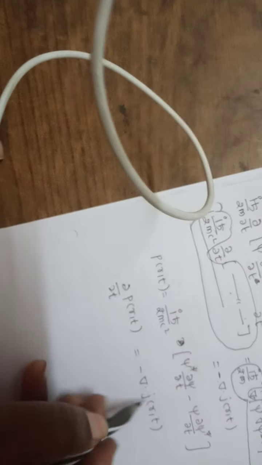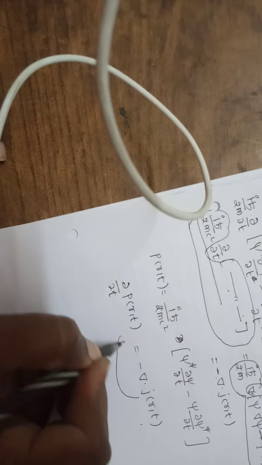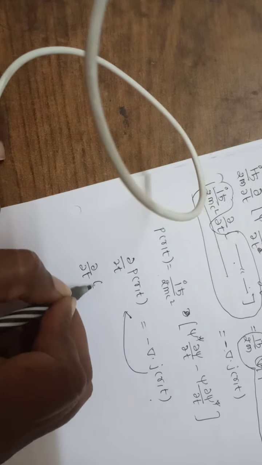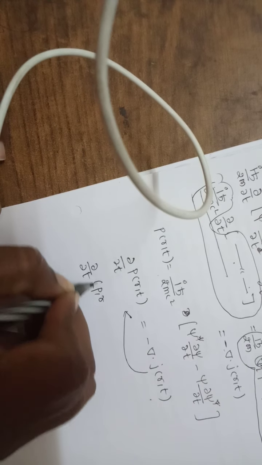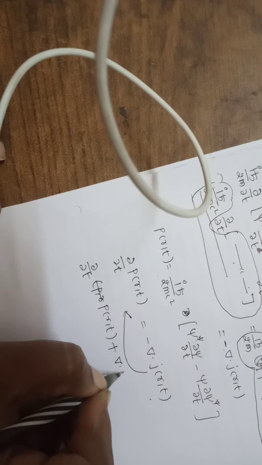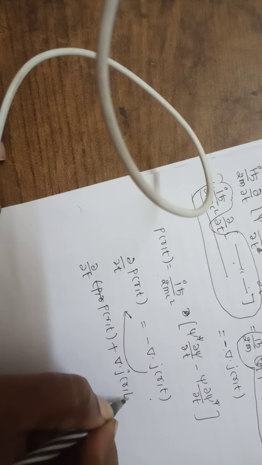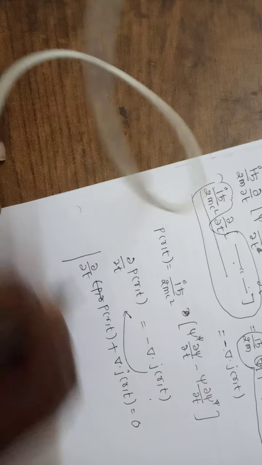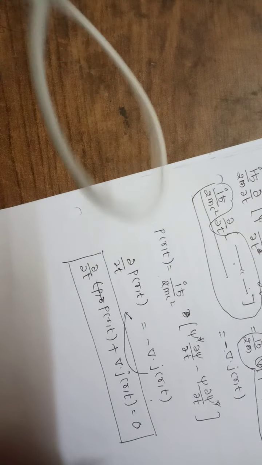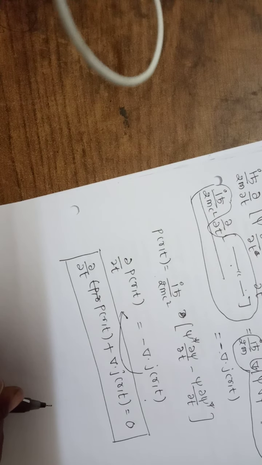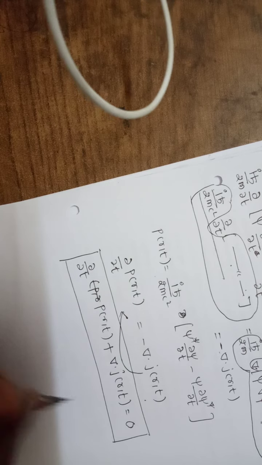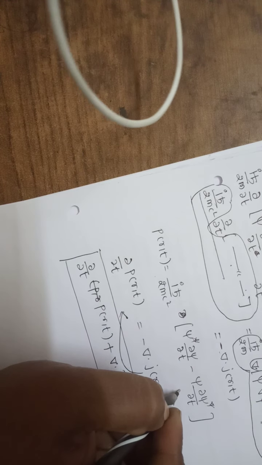Okay, if we take the right side term to the left hand side, del by del t of p of r,t plus del dot j of r,t is equal to 0. This is the equation of continuity, which is invariant under the Lorentz transformation. Okay, now we investigate that p of r,t in detail.